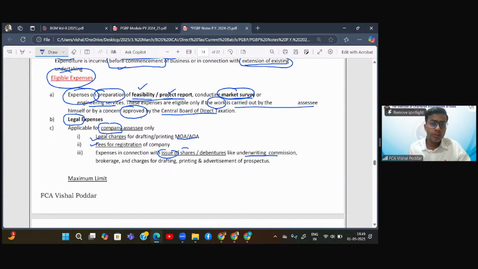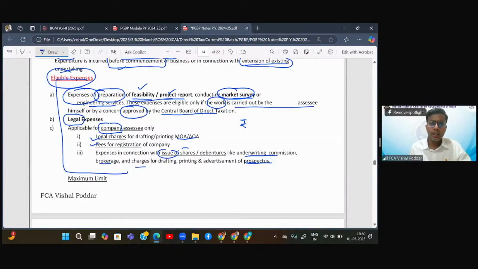Now, what are these expenses? You have to pay underwriting commission, maybe brokerage, then different charges for getting the prospectus drafted, printed, etc. So all these are the specific expenses incurred by the company. All this is the eligible expenses under this section. If you have spent money on anything else, that will not be allowed as deduction as preliminary expenses.